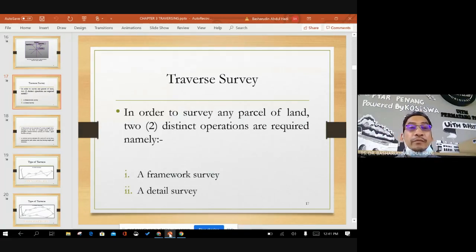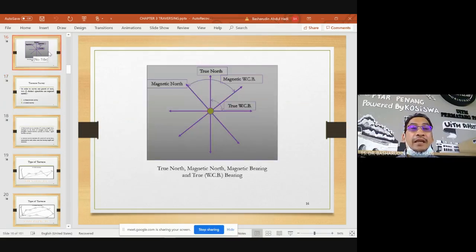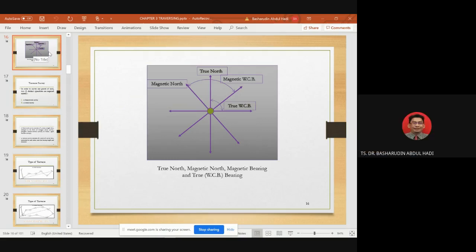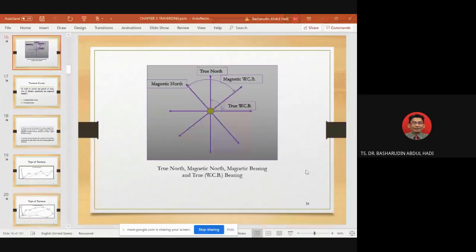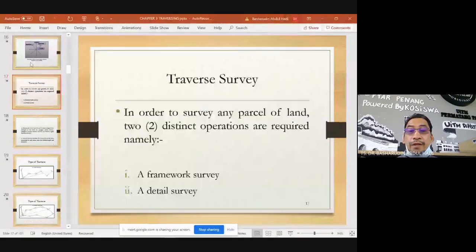Okay, we continue back at slide number 17. This is the last one, 16. I think you still remember the magnetic north, true north, magnetic north, and then true bearing, reverse circle bearing, and so on. We finished this business. I think this one is 16 pages.